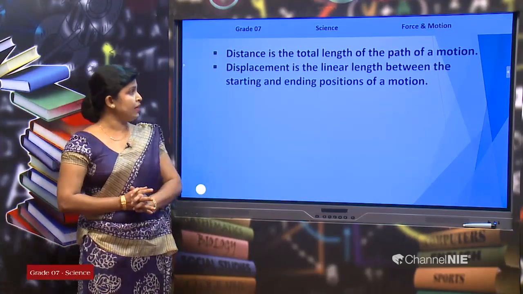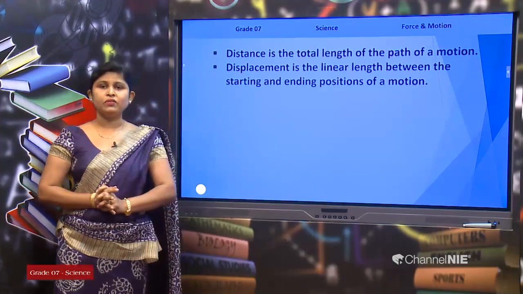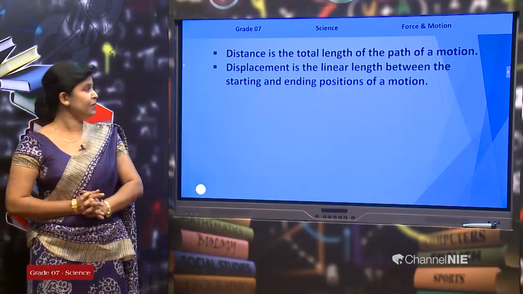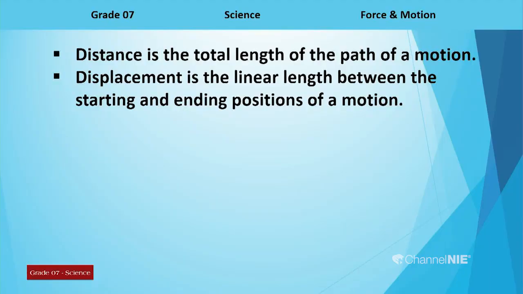Distance is the total length of the path of a motion, what I explained to you just now, and the displacement is the linear length between the starting and ending positions of a motion. Right? Once again, let's read them. Distance is the total length of the path of a motion. Displacement is the linear length between the starting and ending positions of a motion.